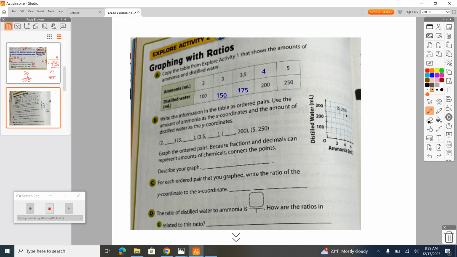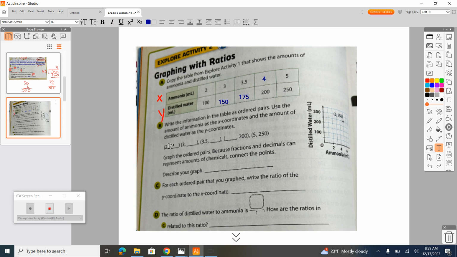The number on top in this is our X value, and the number on the bottom is Y. And if you're not sure which is X and which is Y, look at the examples here. They told me that 2 here is the X. So that means, let me do the text boxes so they're easier for you, that's going to be 100. And then 3 is going to go with 150. 3.5 is going to go with 175. 4 will go with the 200. And 5 will go with 250.